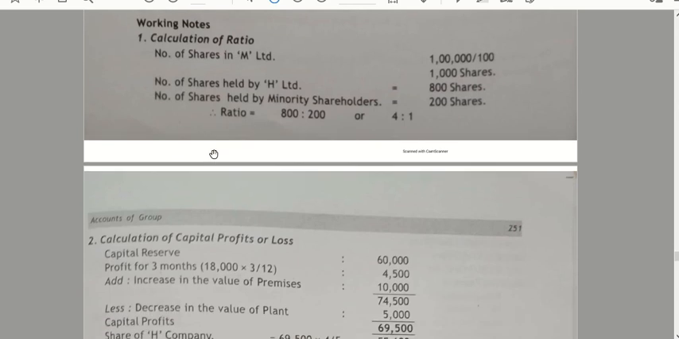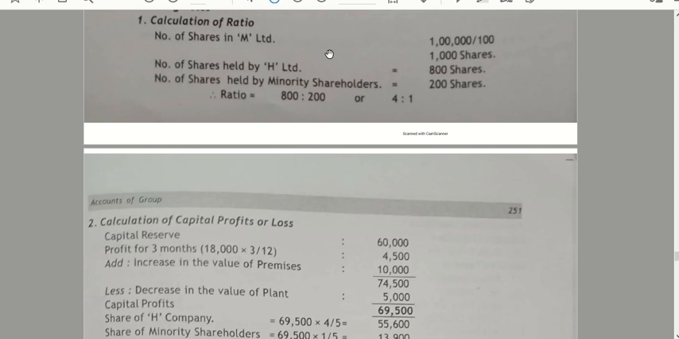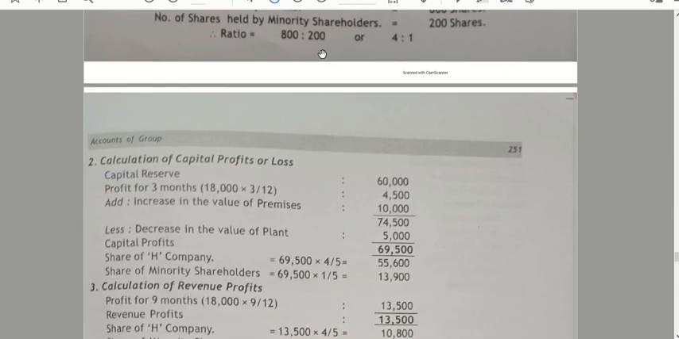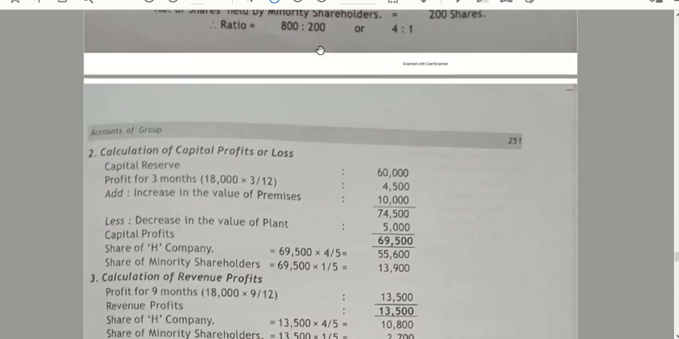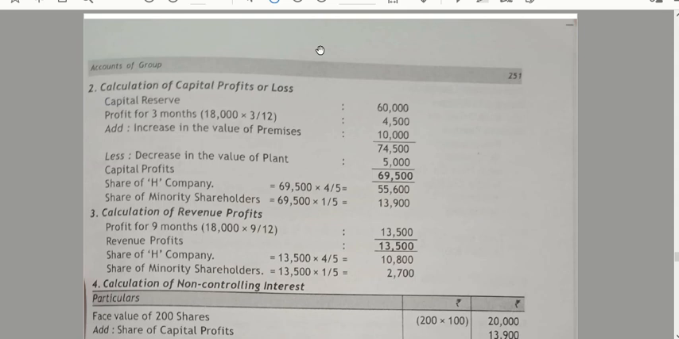Working notes. Calculation of ratio. The number of shares held in M Limited is 1 lakh, which is for face value of 100 per share. So the total shares is 1000 shares, 1 lakh divided by 100. The shares held by H Limited is 800. So the number of shares held by minority shareholders is 200 shares. So the ratio is 800 is to 200, which is 4 is to 1.